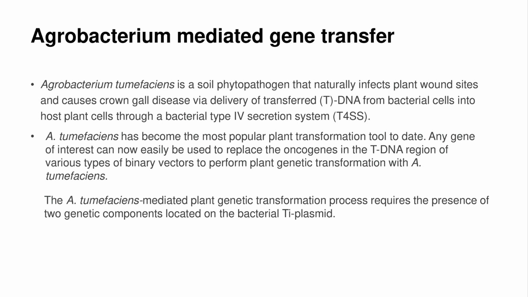Any gene of interest can now easily be used to replace the oncogenes in the tDNA region of various types of binary vectors to perform plant genetic transformation with Agrobacterium tumefaciens. The Agrobacterium tumefaciens mediated plant genetic transformation process requires the presence of two genetic components located on the bacterial Ti plasmid.